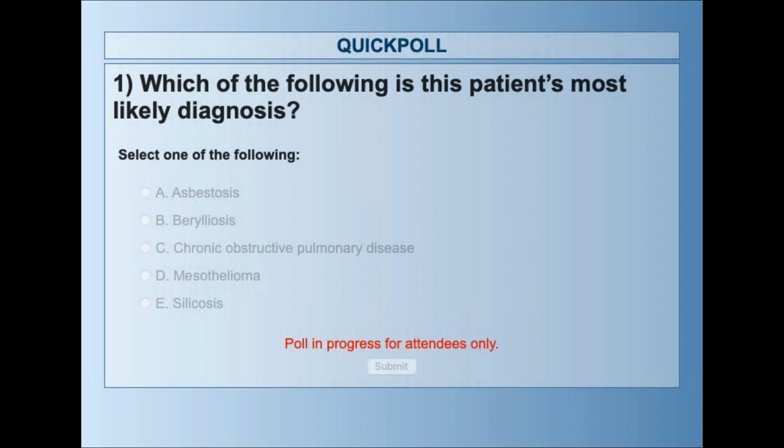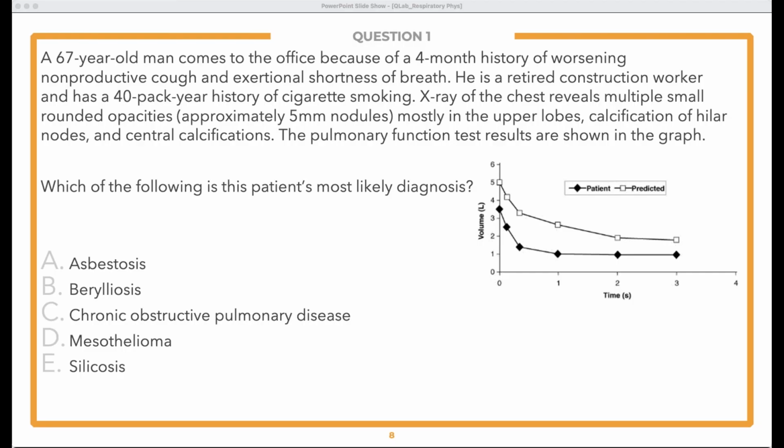Okay, let's see. About half of you have voted. A good mix of responses so far. So I'll give you a few more seconds. If you haven't cast your vote yet, go ahead and do it. Okay, let's go ahead and close the poll, and we'll share the results.